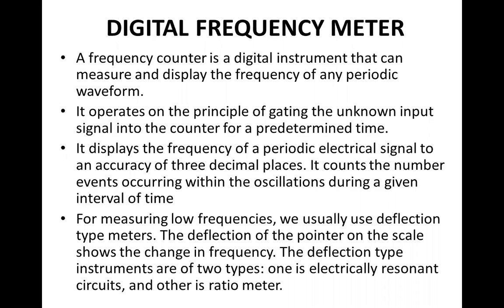For measuring low frequencies, we usually use deflection type meters. The deflection of the pointer on the scale shows the change in frequency. The deflection type instruments are mainly of two types. One is electrically resonant circuits and the other is ratio meter.